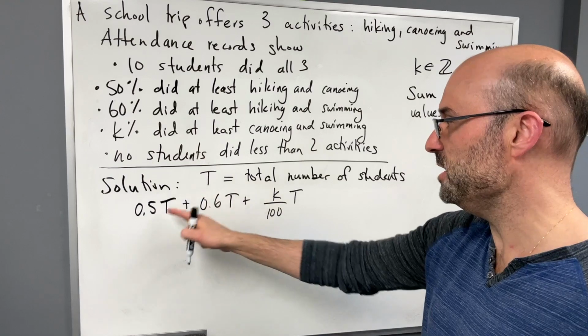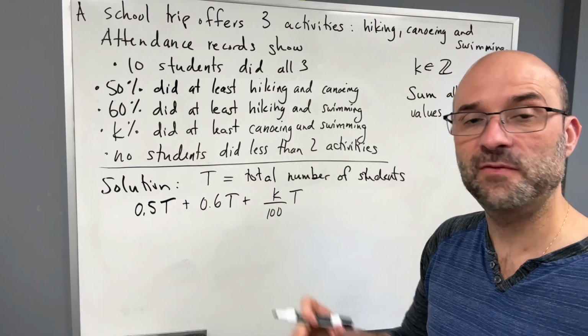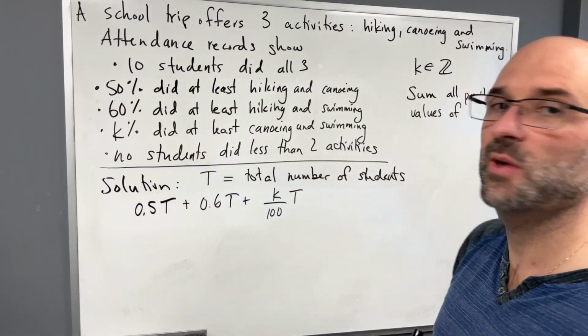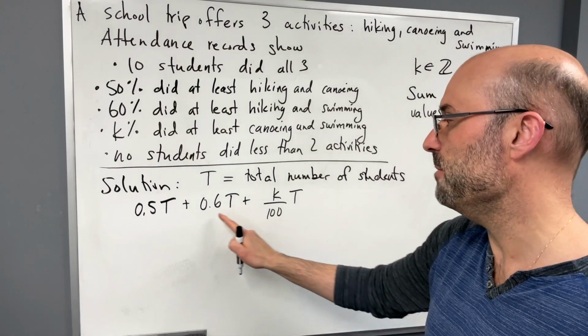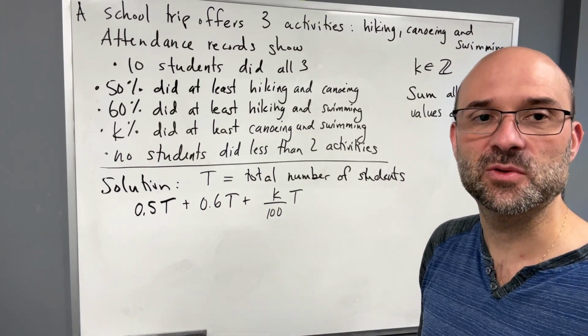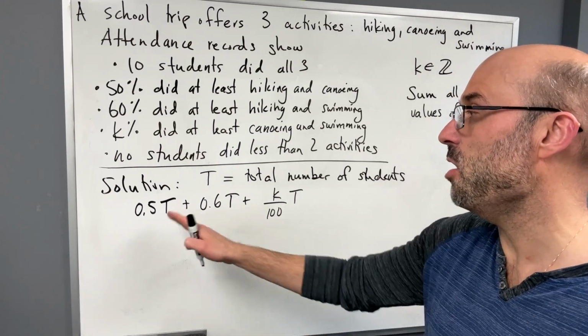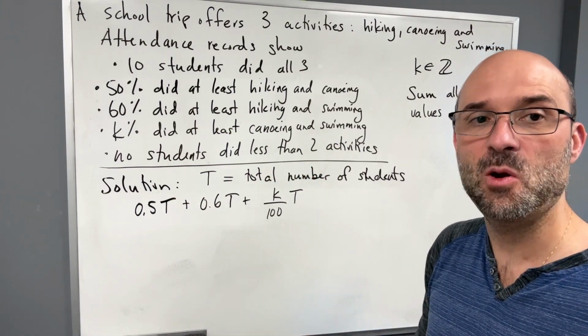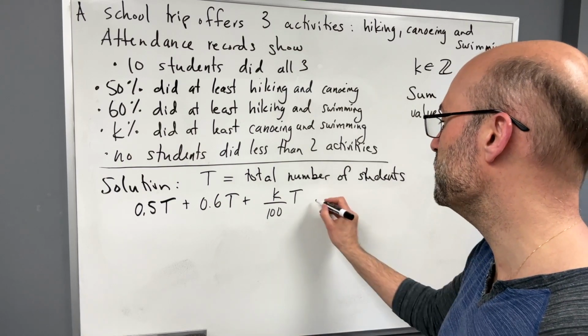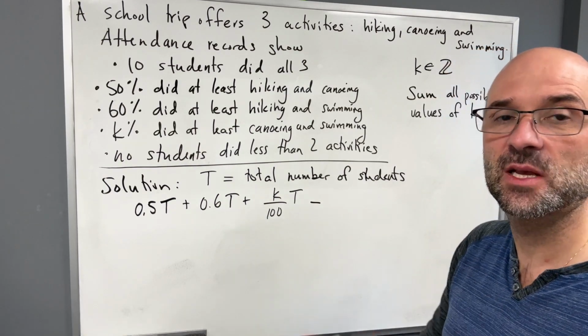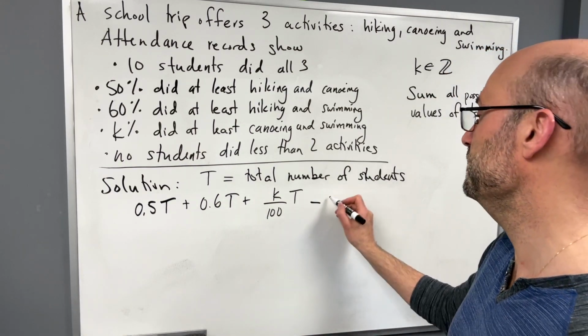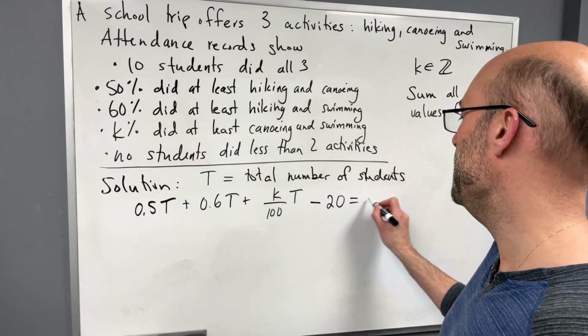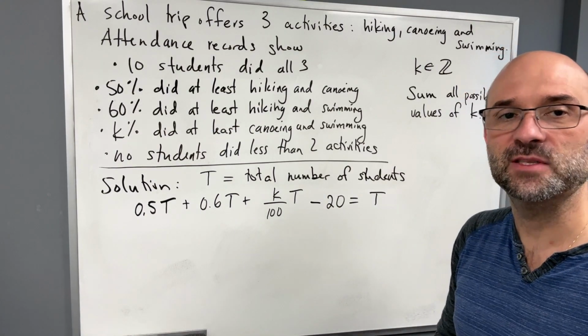And now these 3 groups of students will cover all of the students because no students did less than 2 activities. The problem is that these numbers actually double count some students. In fact, any student who did all 3 activities will be counted in each of these 3 things, and so we'll have triply counted them. We only want to count them once. So we need to subtract out 2 times the number of students who did all of the activities. So that's minus 20. And that will give us our total number of students.